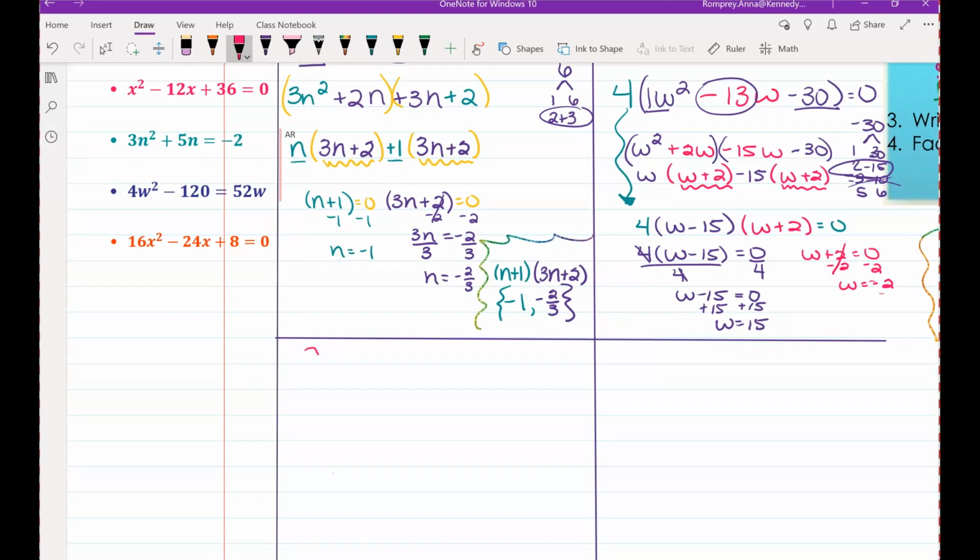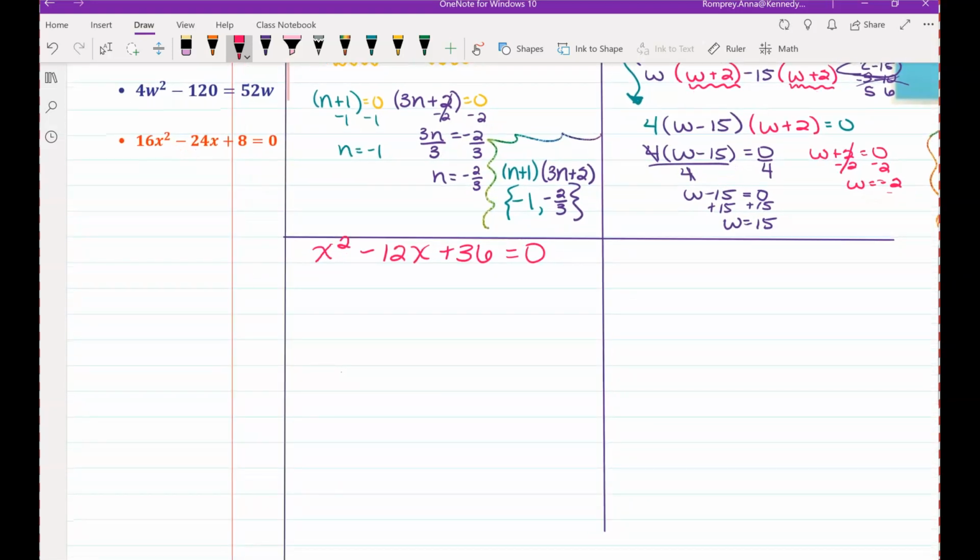All right. So I'm going to go ahead and do this top one. x squared minus 12x plus 36 equals 0. Okay, so x squared minus 12x plus 36 equals 0. Cool beans. Okay, so step 0, set equal to 0. Check. All right, next step, GCF.